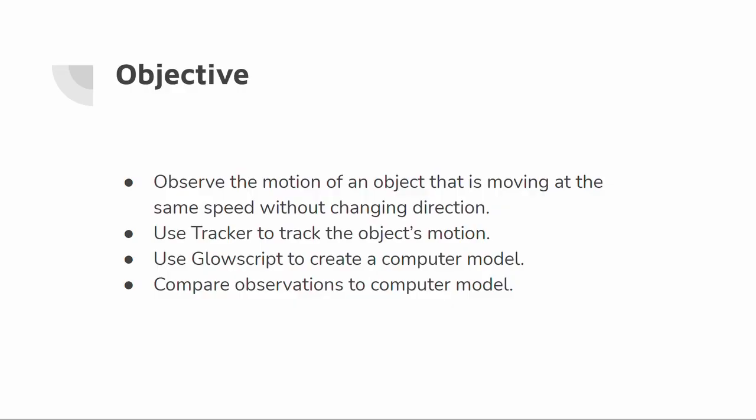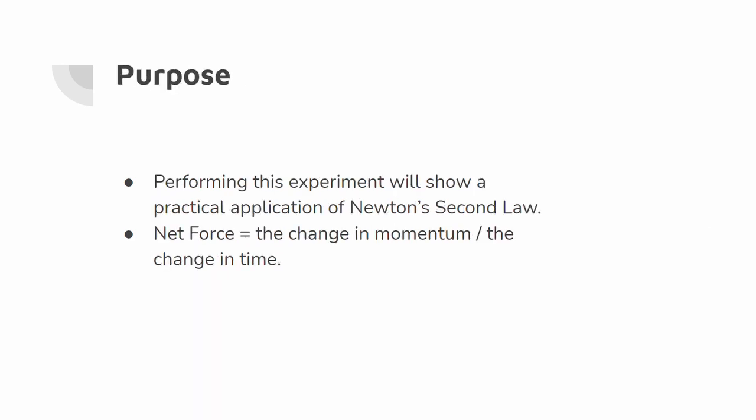Today's objective is to observe the motion of a basketball that's moving at constant velocity. We'll use Tracker to track this object's motion, and then use GlowScript to create a computer model. In the end, we'll compare the observations to the predicted computer model. The purpose of this experiment is to show practical applications of Newton's second law.